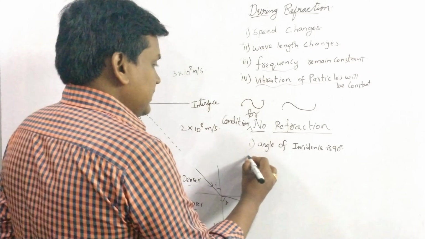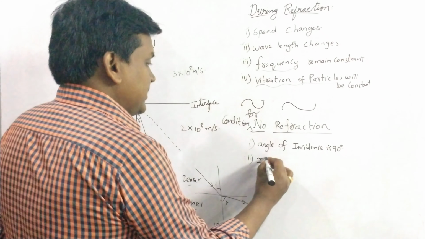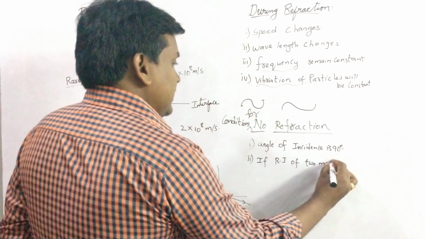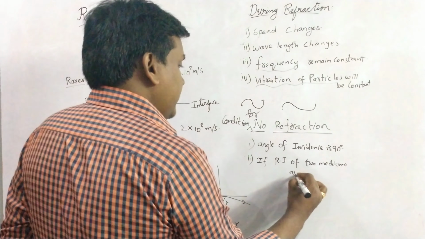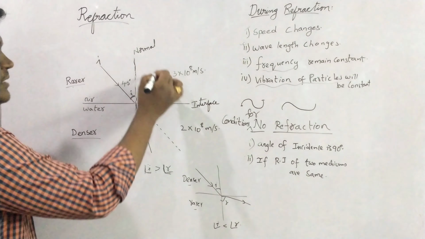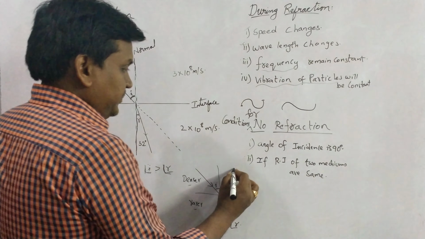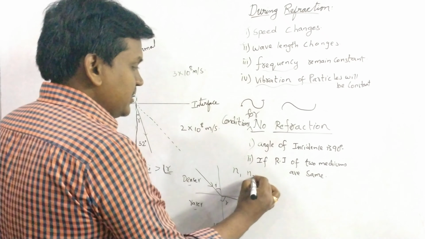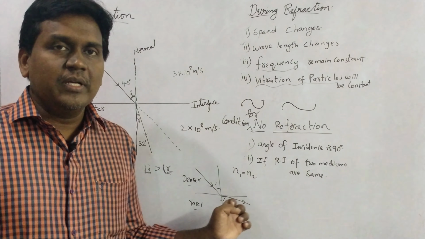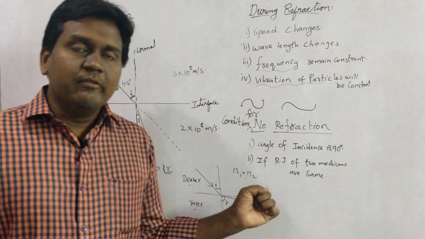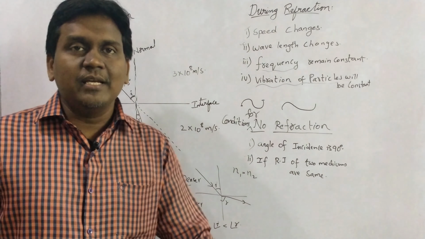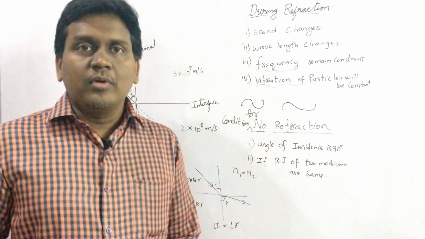And the second case is, if the refractive indices of two mediums are the same. Take any two mediums, N1 is a medium and N2 is a medium. If the two mediums have the same refractive index, N1 equal to N2, then no refraction takes place. If the two mediums have the same refractive index, then there will be no refraction.